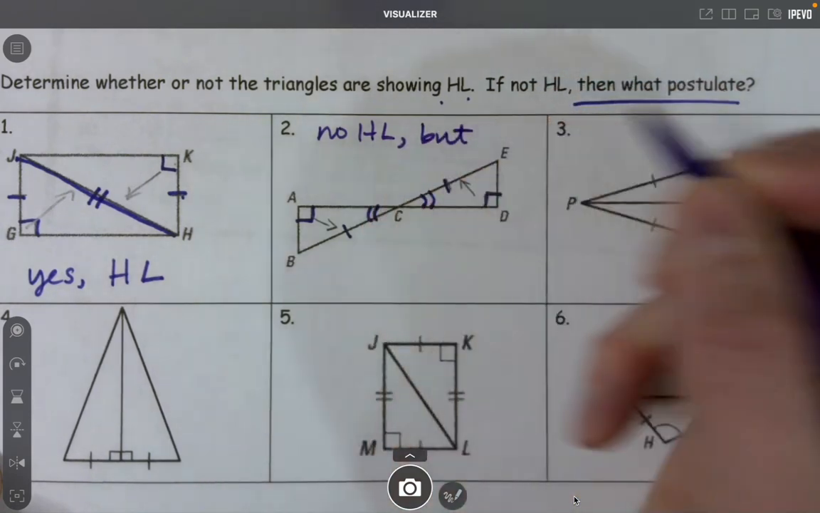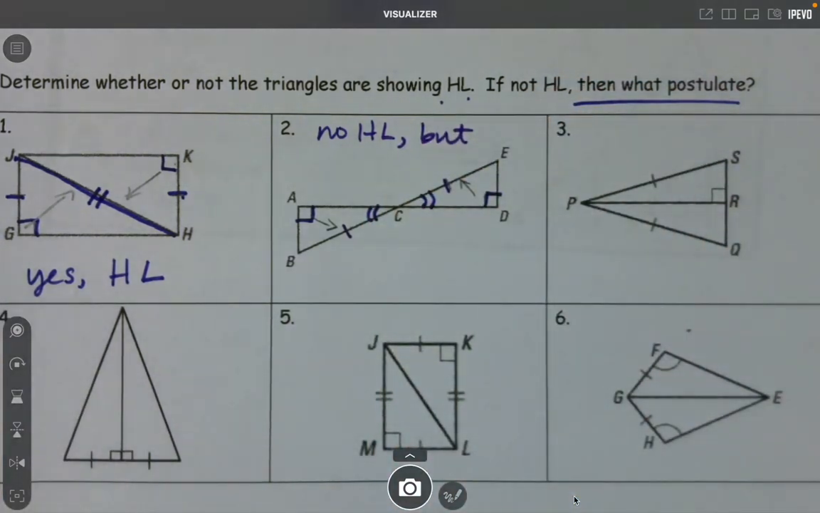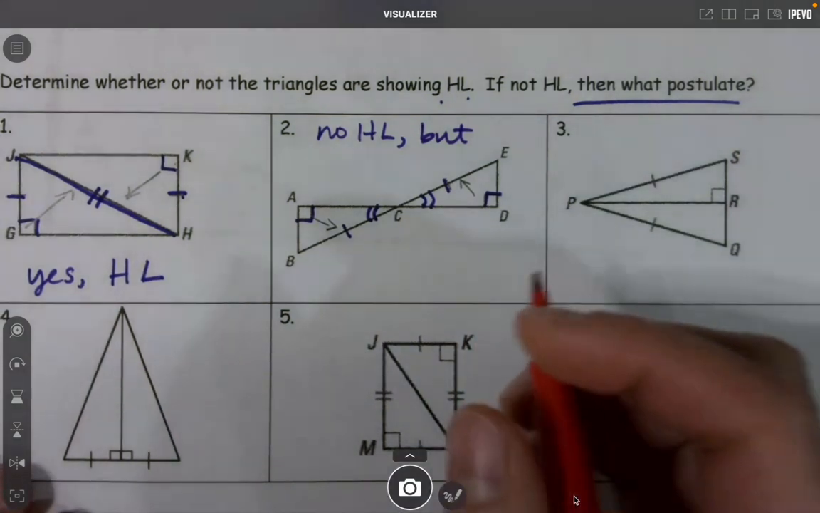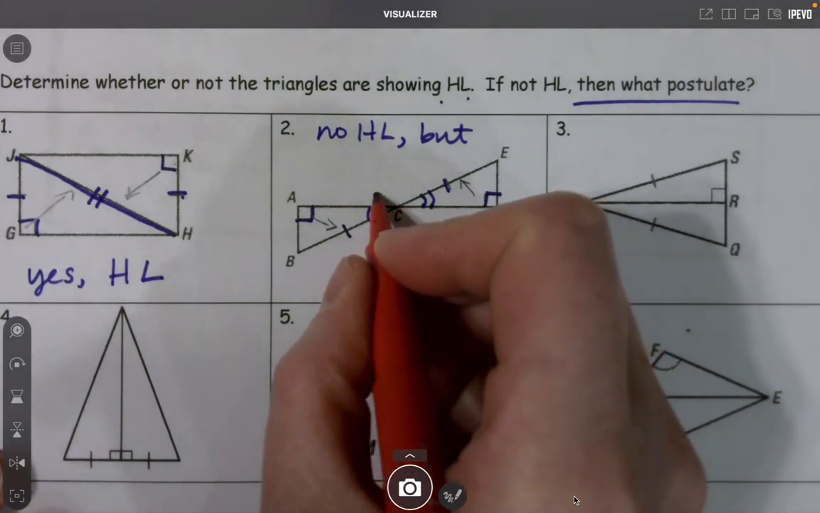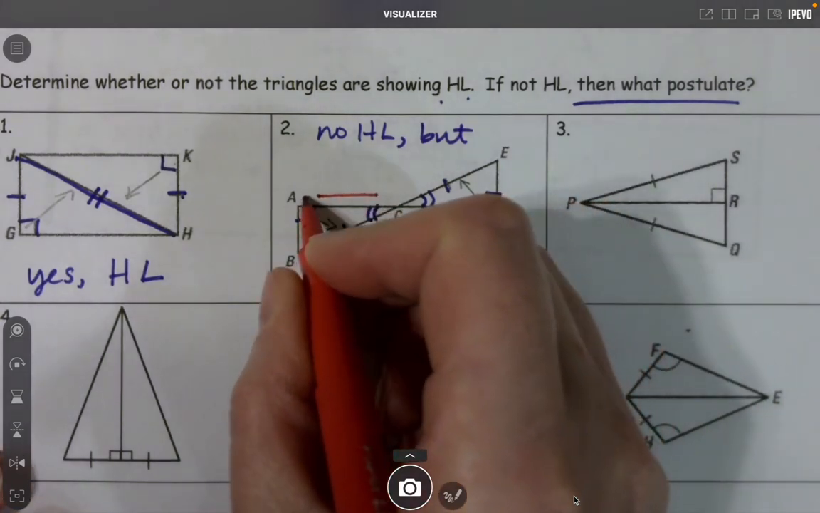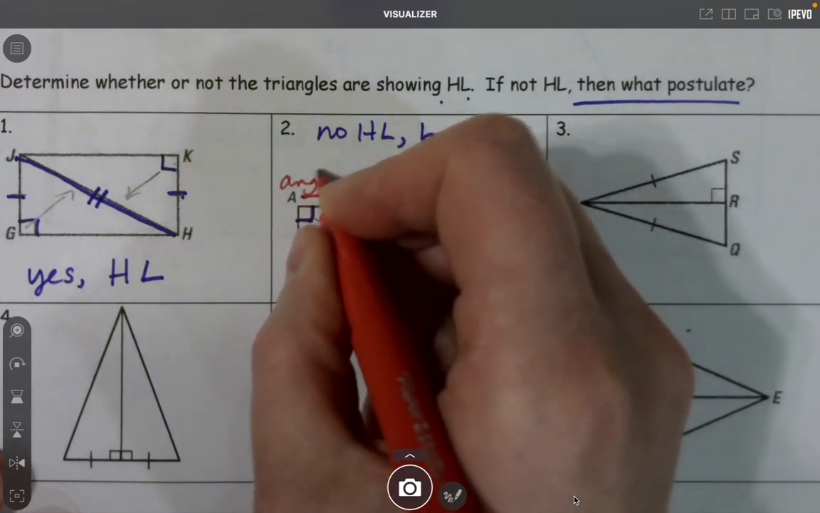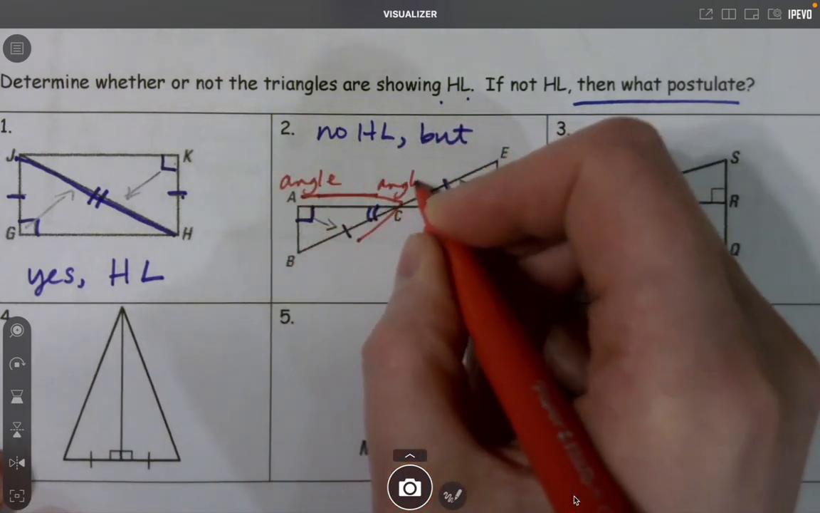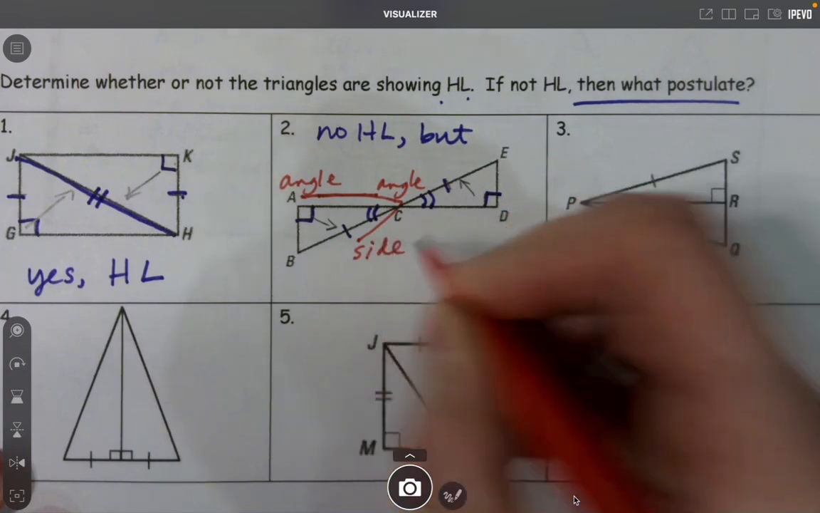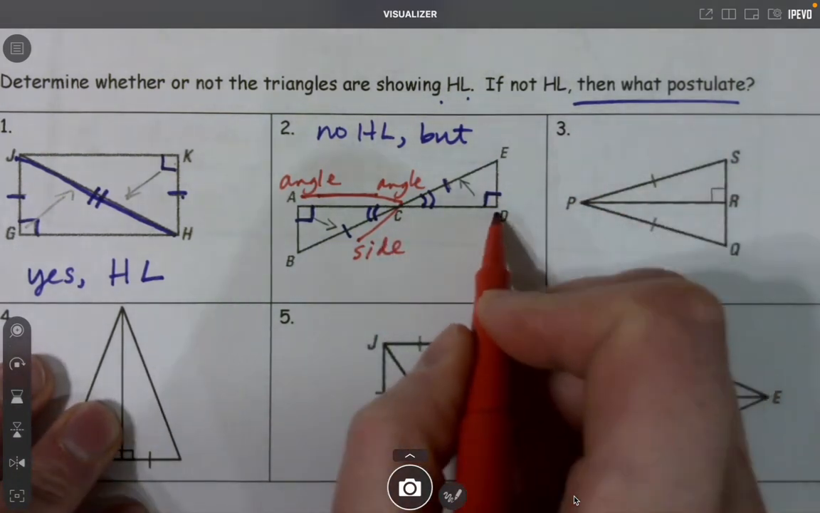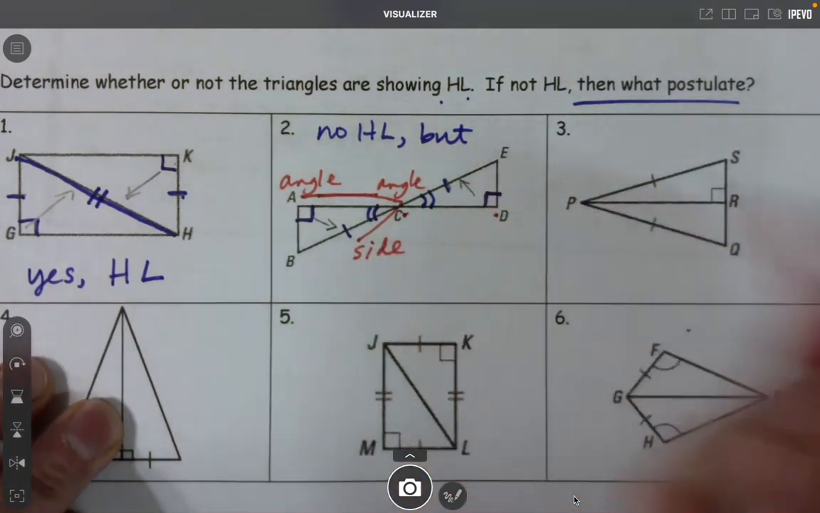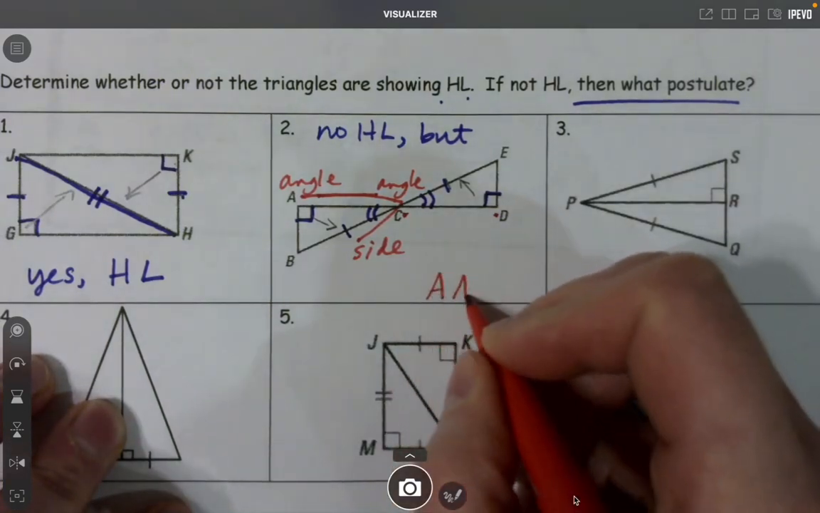But what do we have? If we go around our triangle, I can see that I've got an angle and another angle. Actually, I've got angle, angle, and then I've got a side, right? Angle, angle, side marked on this one. How about the other one? My right angle, and then that angle, and then my side again. So this is going to be AAS.